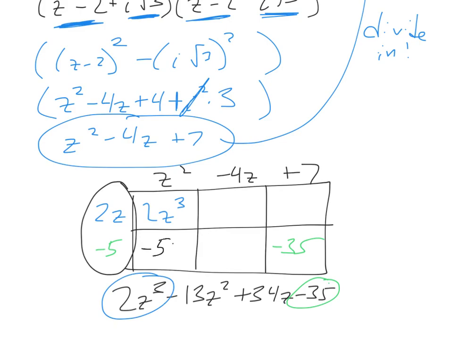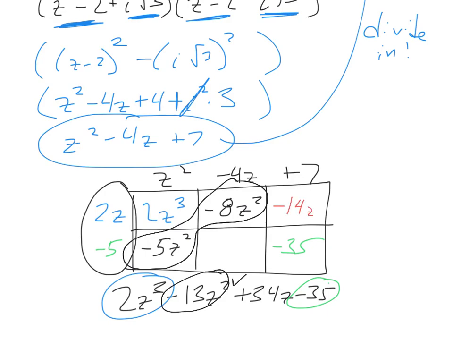This term would be negative 5z squared, and this would be negative 8z squared. These two things together make negative 13z squared, which matches what I have here. So that's good news. When I move on to this other one, this is negative 14z, and this is, oh, I'm sorry, that's positive 14z, and this is 20z. Those two things together make positive 34z, which also checks out.